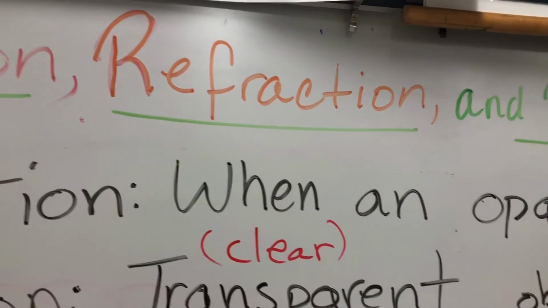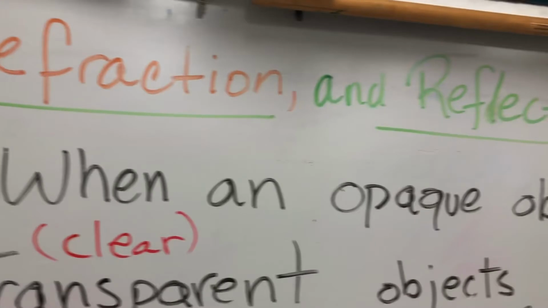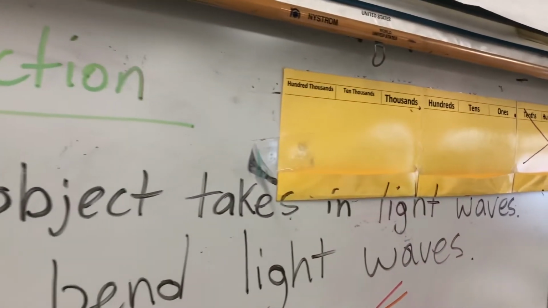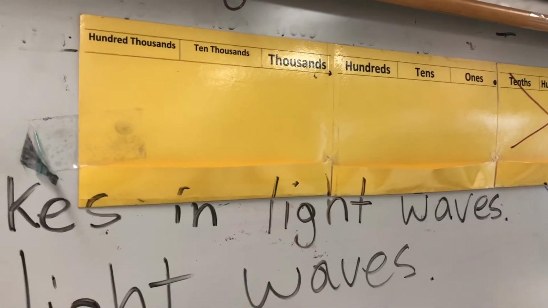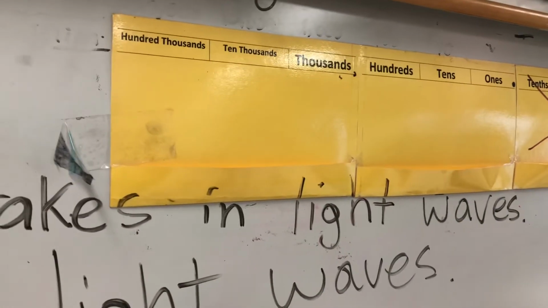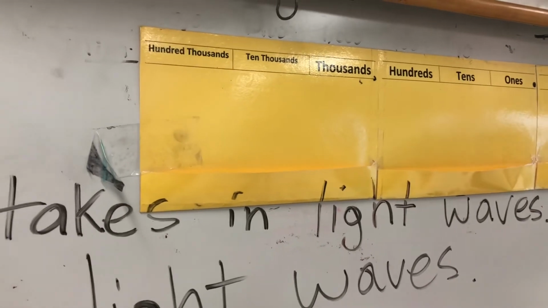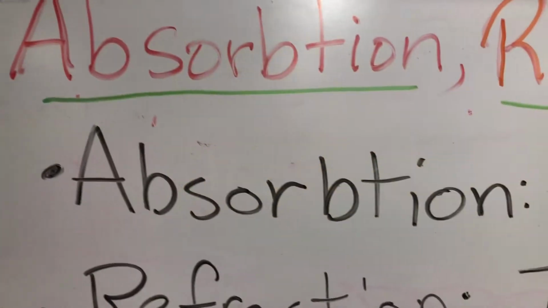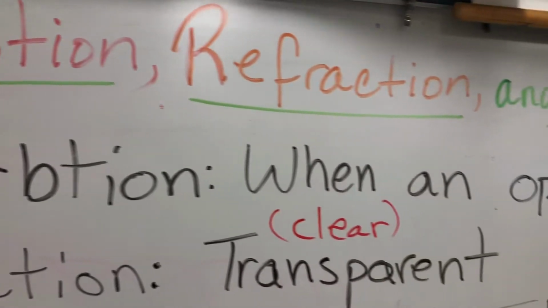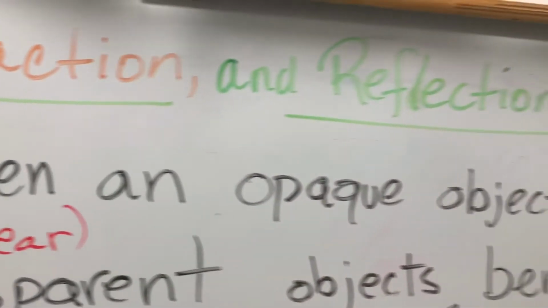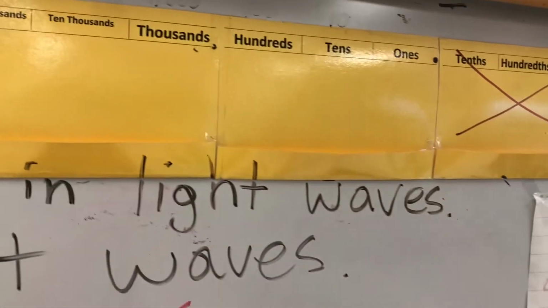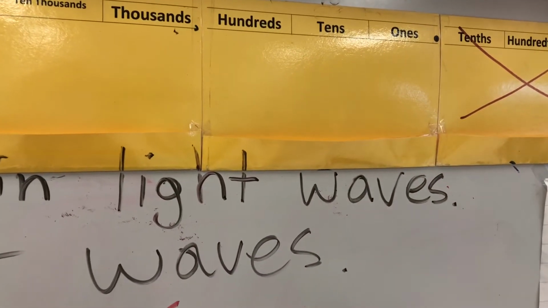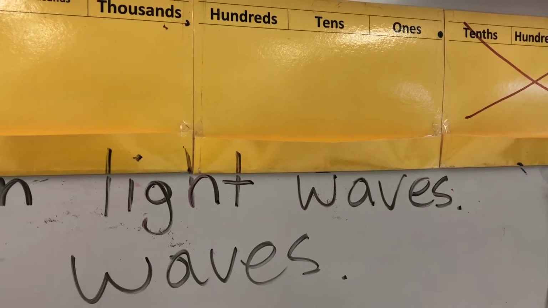Well, it is when an opaque object takes in light waves, and it takes in all the light waves, okay? It absorbs all the light waves, so we see the color black. So for absorption, you could write in your notebooks when an opaque object takes in light waves. All the light waves, okay? So you can add that there, all the light waves.